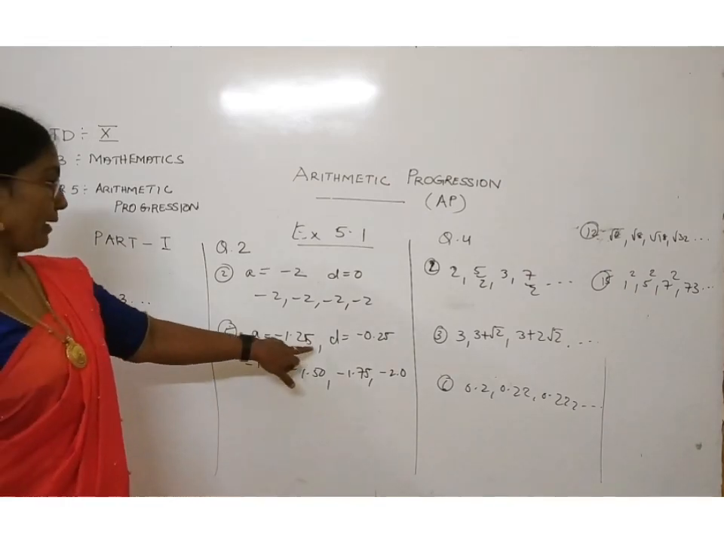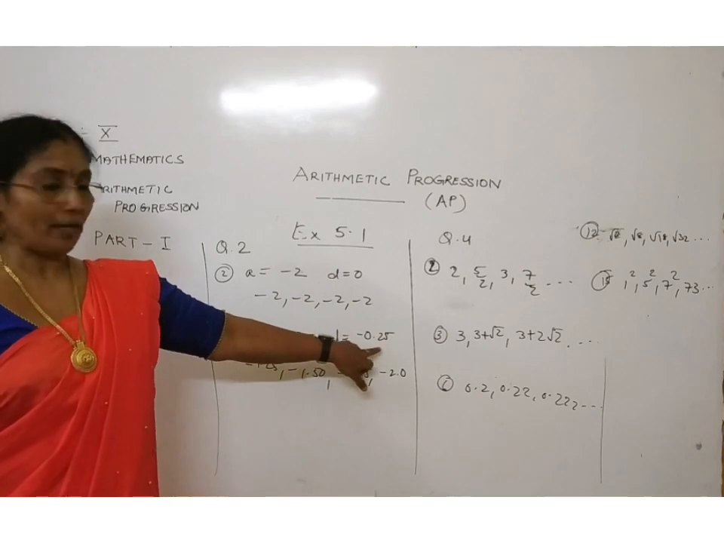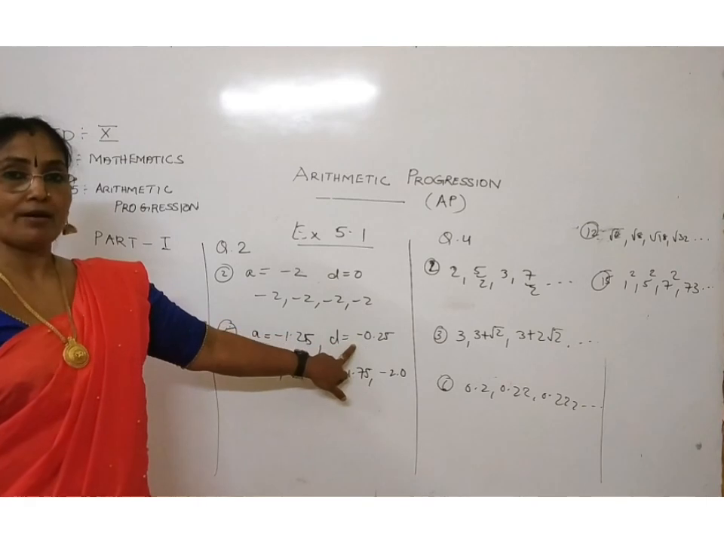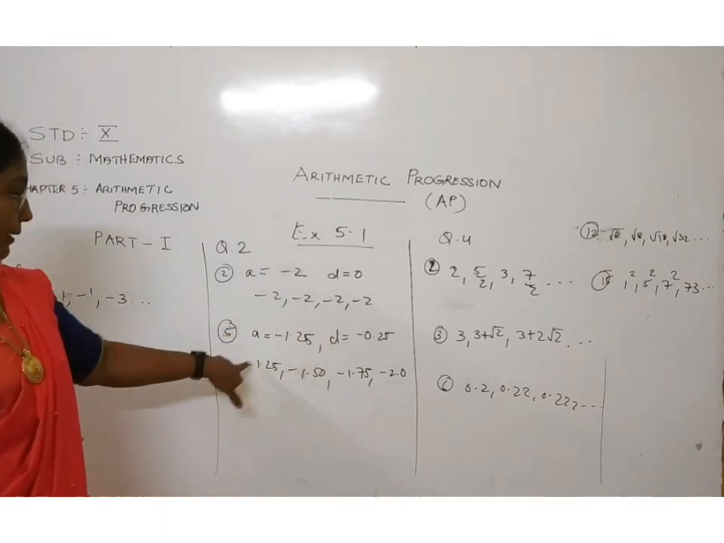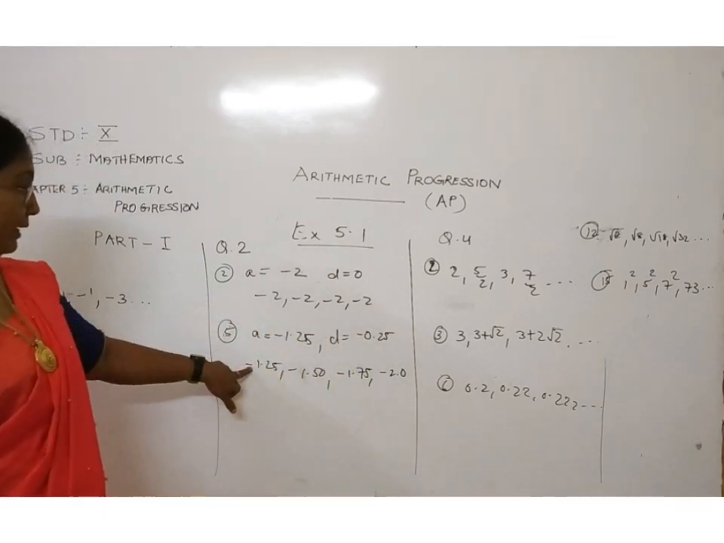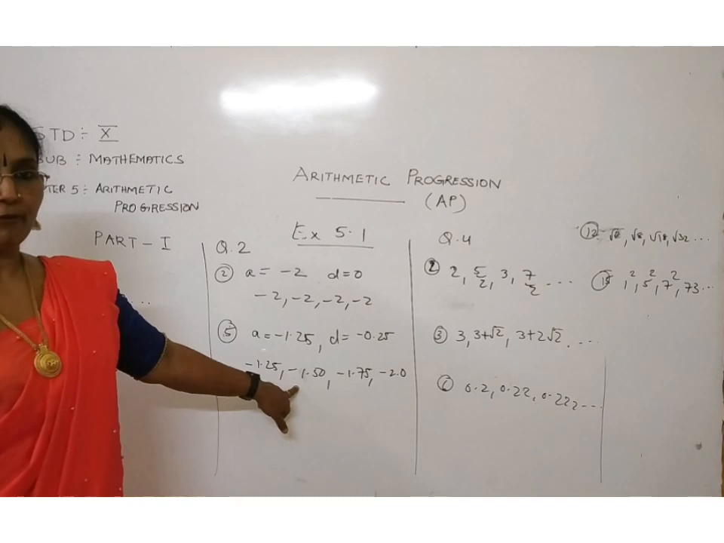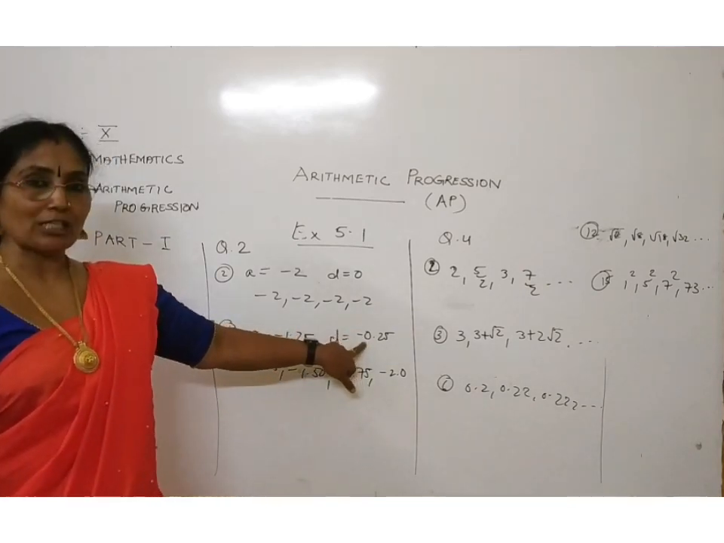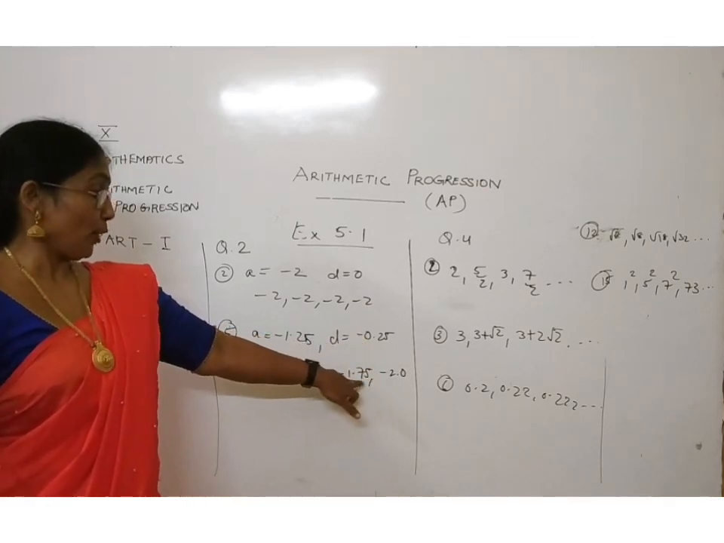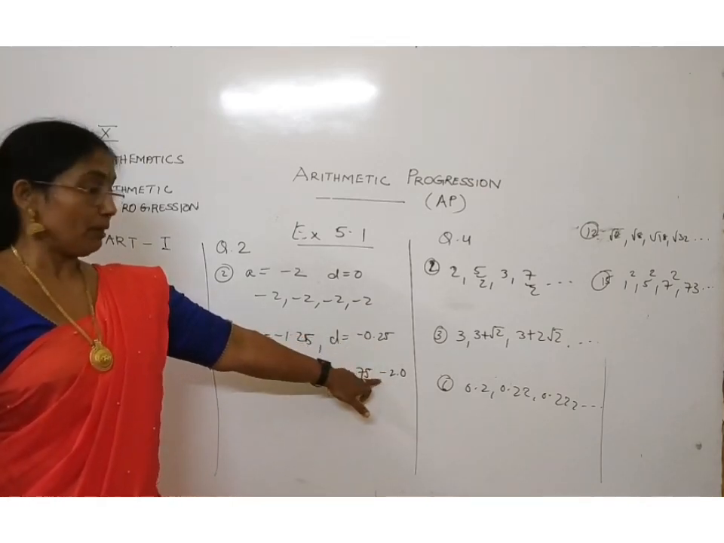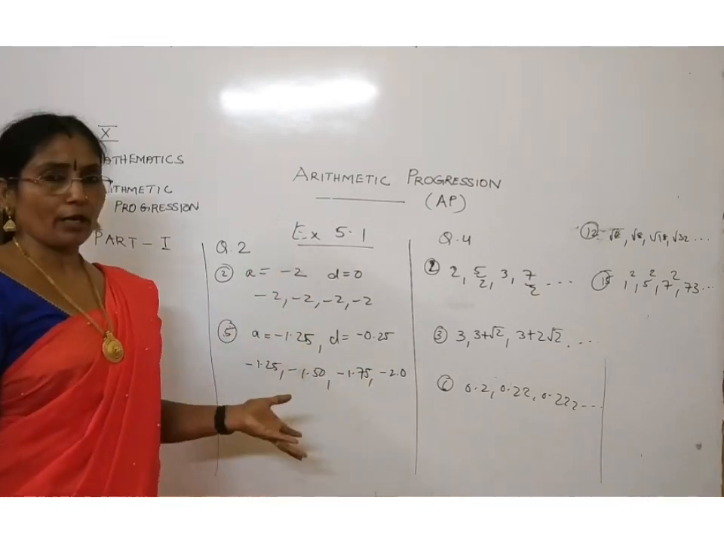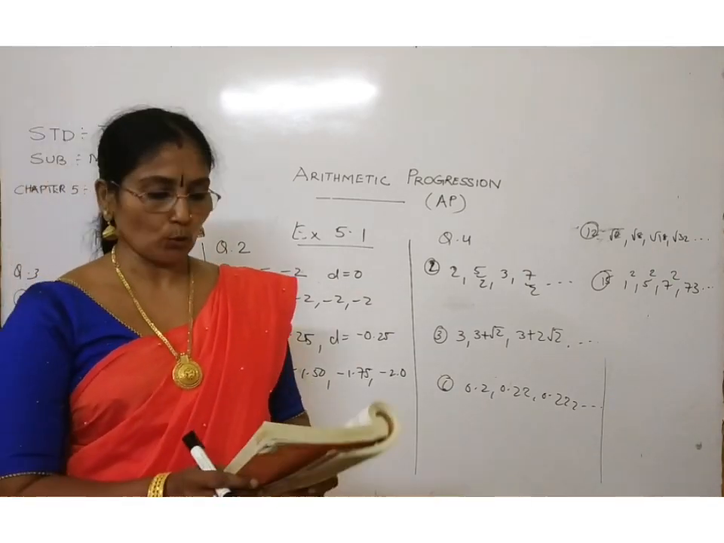Now I am taking the fifth question. That means A is equal to -1.25 and D is equal to -0.25. That means for getting the successive numbers, this common difference should be added. For example, -1.25 is the first term. When you add -0.25 with this -1.25, you get -1.50. Then -1.50 plus -0.25, you get -1.75. -1.75 plus -0.25 will be -2. Only 4 terms were asked, therefore I have written only 4. The remaining you can do yourself because it is a very simple sum only.